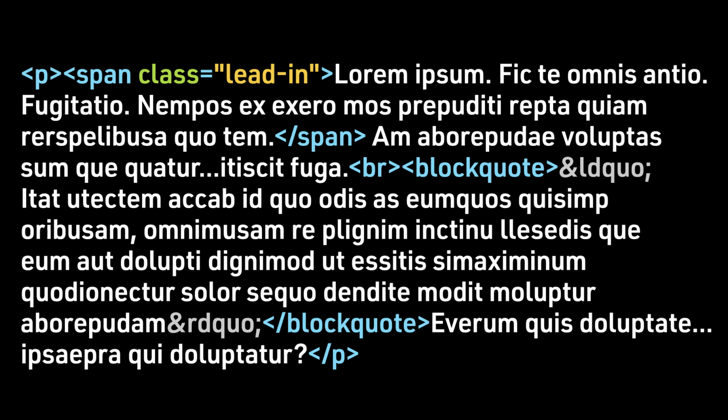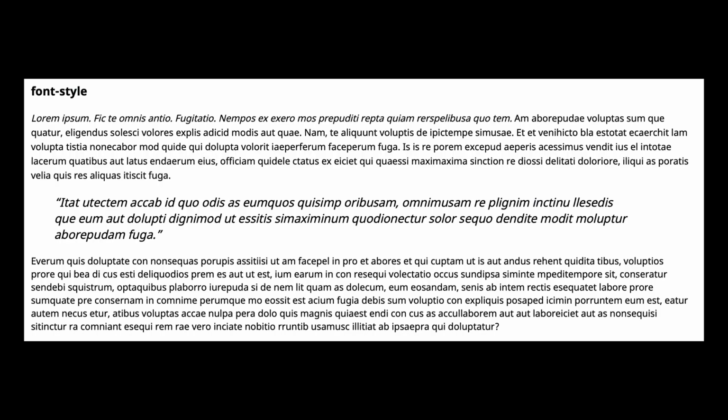To produce the left-hand and right-hand double quotes, you will note the use of special characters: ampersand ldquo semicolon and ampersand rdquo semicolon. We will address the use of special characters in another episode. And this is how this would display.